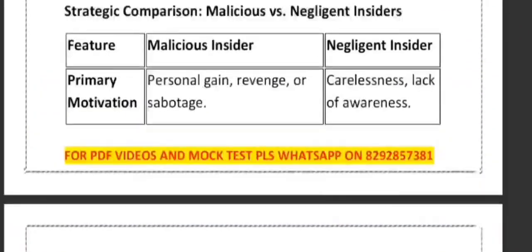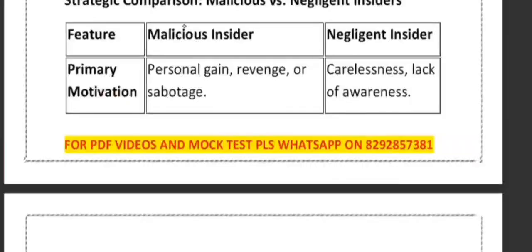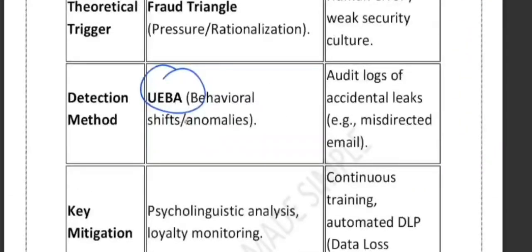Friends, we have some more questions available with us. So see the difference between malicious insider and negligent insider. That's the difference, right? UEBA is a detection method.